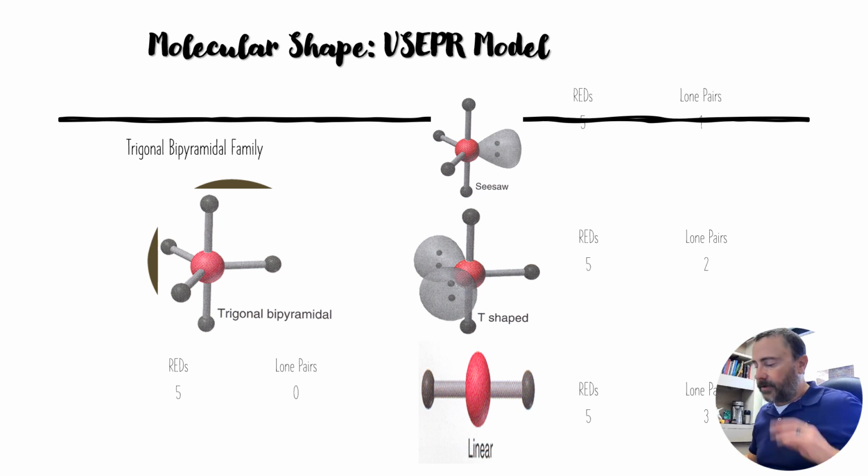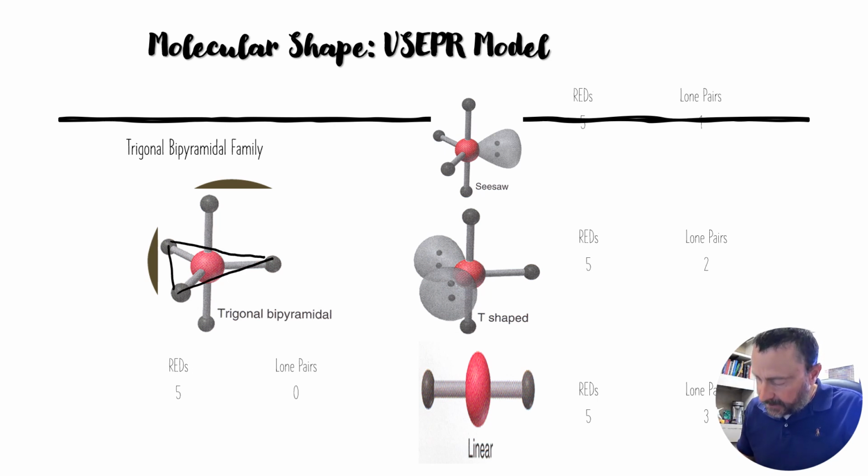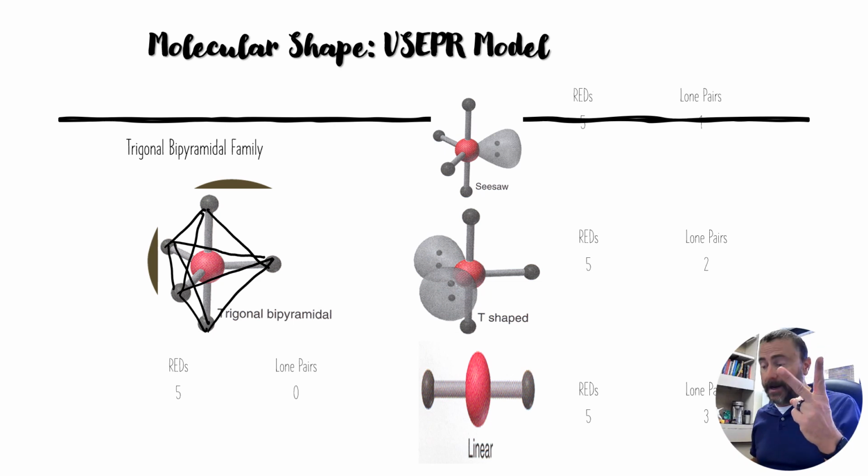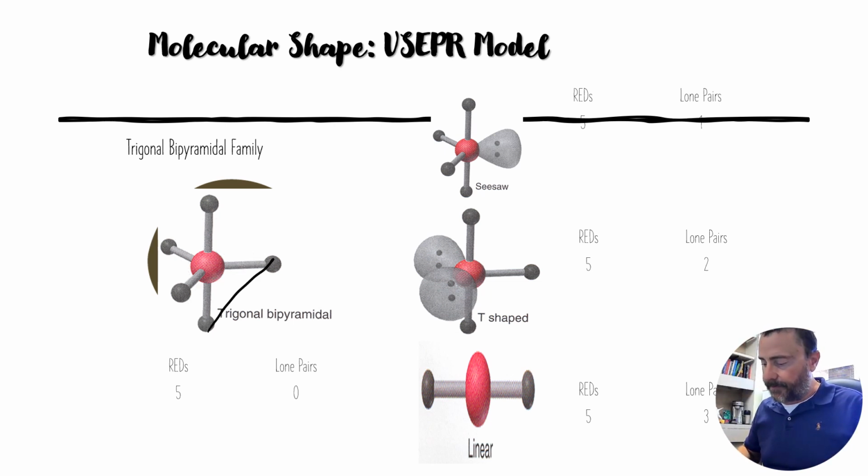We also can have what we call the trigonal bipyramidal family. So here we have a triangle. That's where trigonal comes from. There's a pyramid that's formed up top, and there's a pyramid that's formed down below. That's bi, or two pyramids. That's where the name of that one comes from.